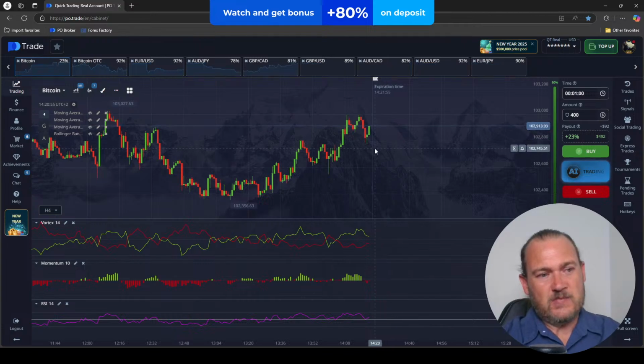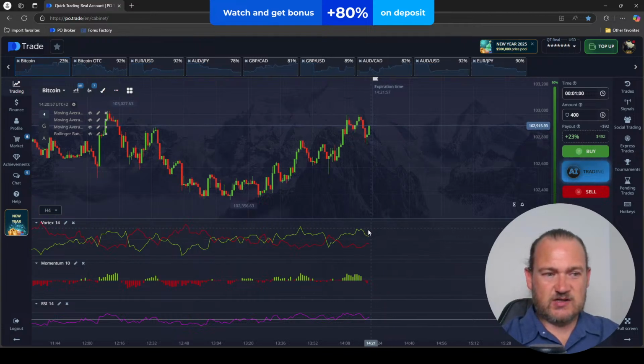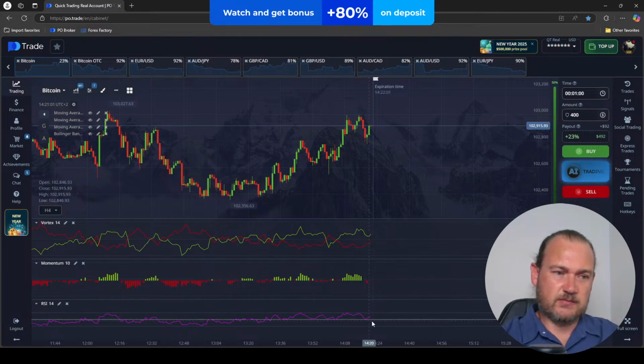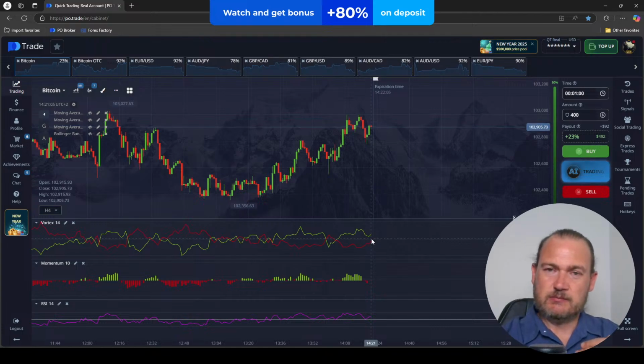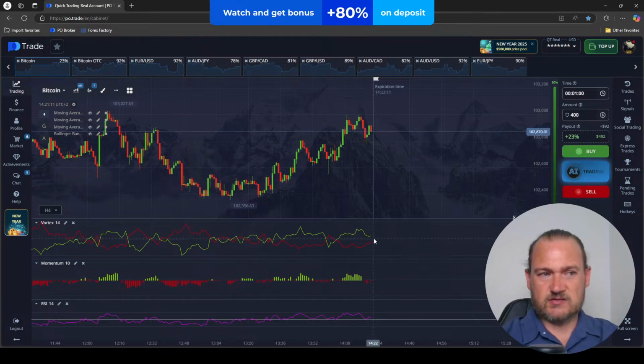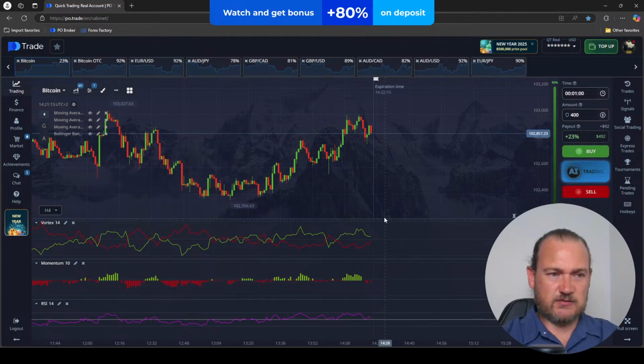But we need to wait for the crosses, and we need to see what the momentum of the price movement is. We're not going to take buy trades if I have bearish momentum. I'm not going to take buy trades on a crossover, and vice versa. I'm not going to take sell trades if I've got bullish momentum.